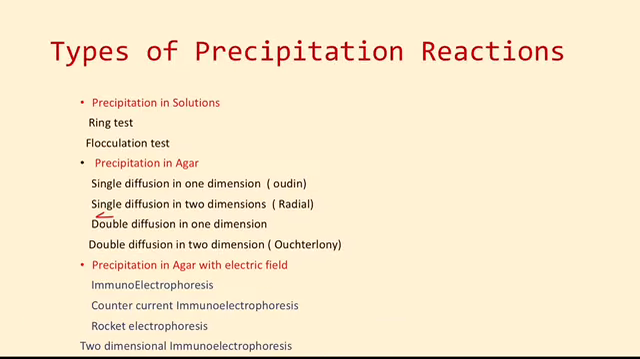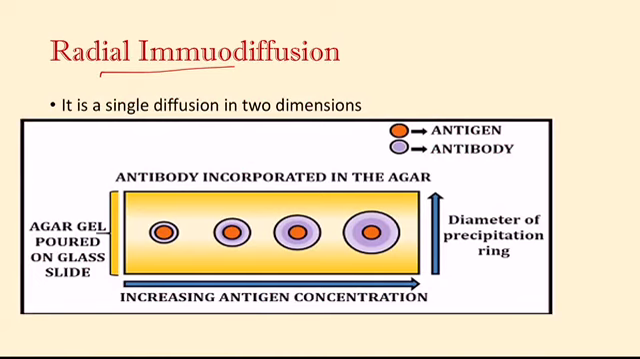This is called radial immunodiffusion. Radial immunodiffusion is a single diffusion in two dimensions. Antiserum is incorporated in the agar gel, and that agar gel is poured on a flat surface, whether it may be a slide or a petri plate. So, the agar gel that is containing the antibody is poured, and wells are made. These are the wells. Now the antigen is applied into the wells.